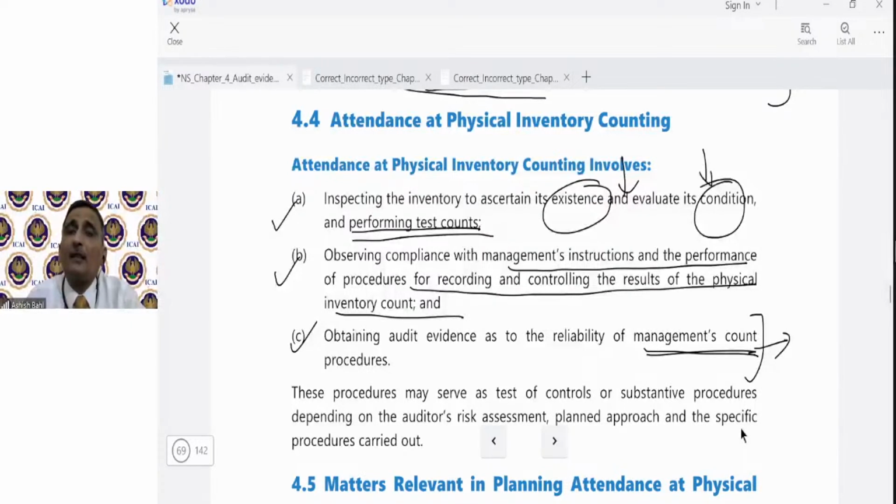So he is not supposed to count everything, so therefore he has to make a test count.